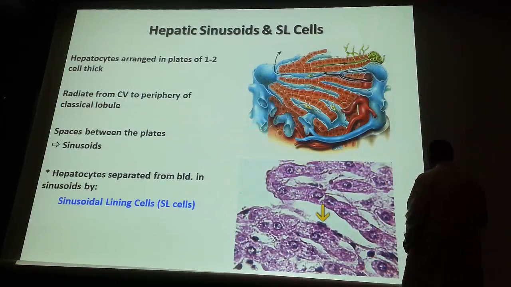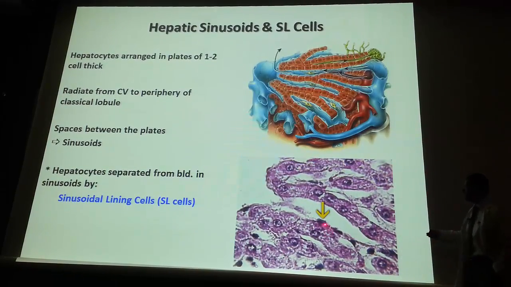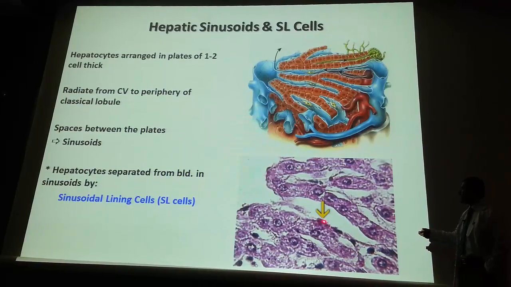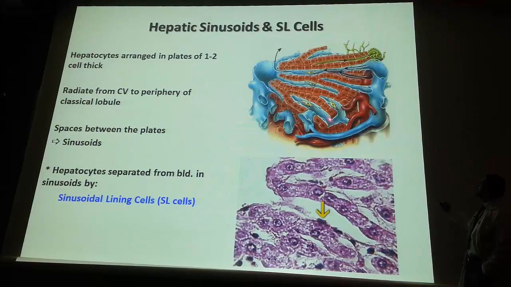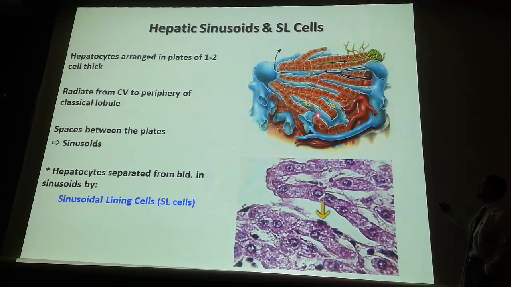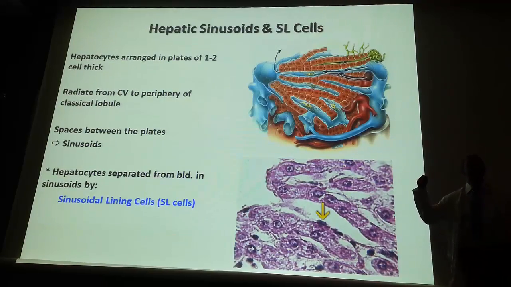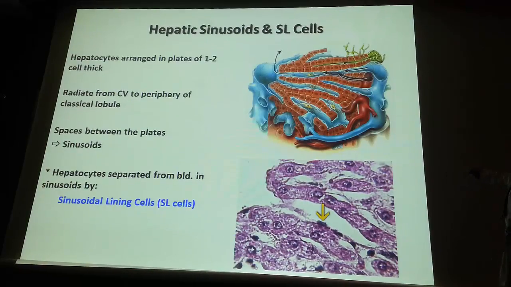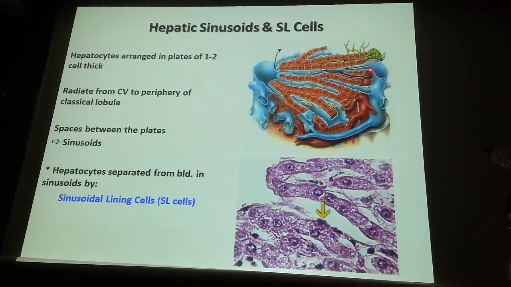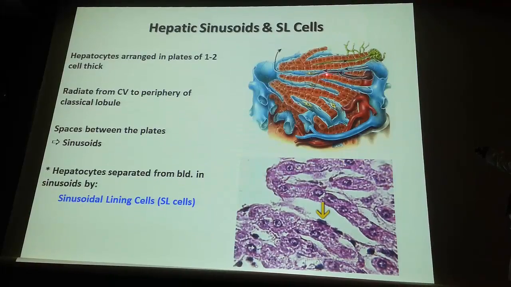So if you look at the wall of these sinusoids in this image, you can see a very flat cell here. This is the nucleus of a flat cell. If you look here, you see these blue cells? These are flat cells lining the wall of the sinusoids. These are the endothelial cells of the blood capillaries. And you see that they are usually continuous with the endothelium of the vein, as you see here.